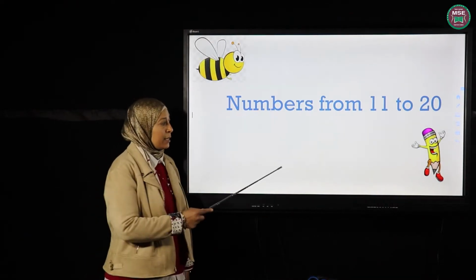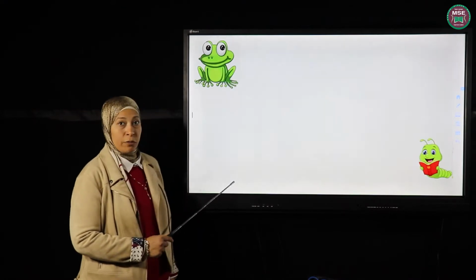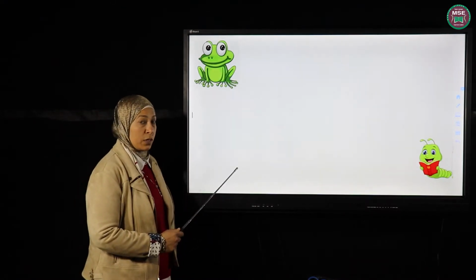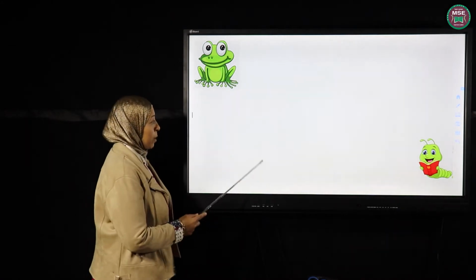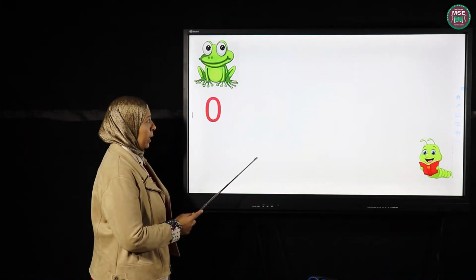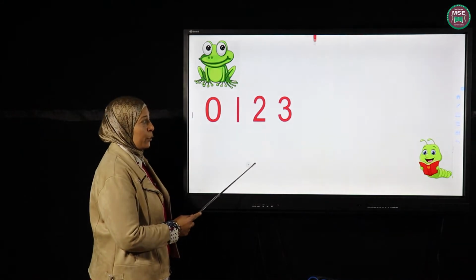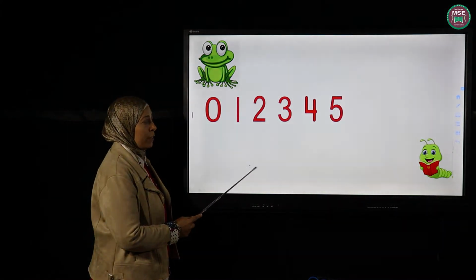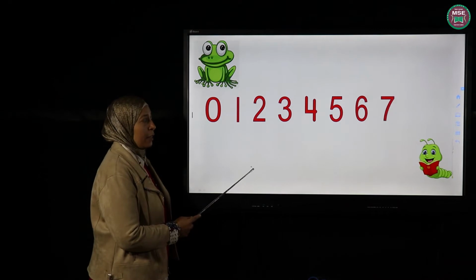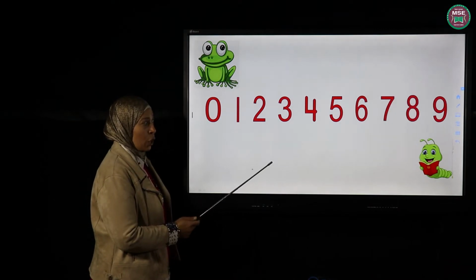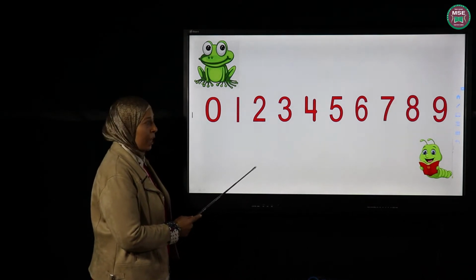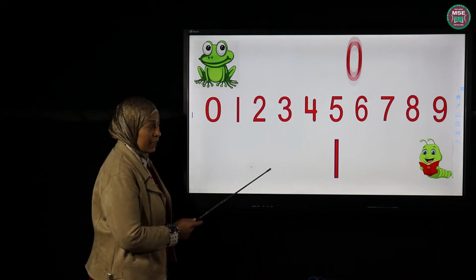Okay, let's see here. First, we're going to revise counting the numbers from 0 to 10. Do you remember? Let's count together. Okay, 0, 1, 2, 3, 4, 5, 6, 7, 8, and 9. And finally, we have number 10.